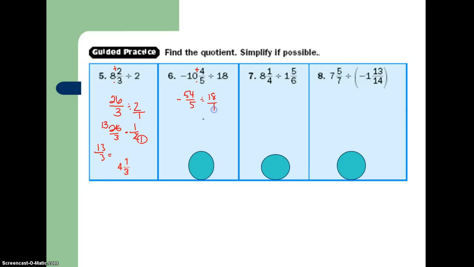Number 6, negative 54 over 5. Divide by 18 over 1. First fraction stays the same. Change to multiplication. Flip. 54 and 18 both can divide by, actually 18. You get negative 3 here and a 1. So you get negative 3/5 when you multiply straight across.